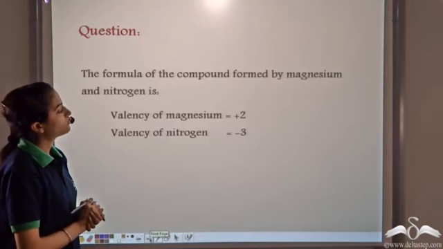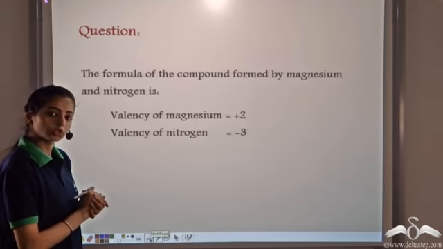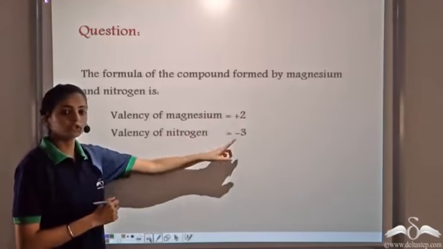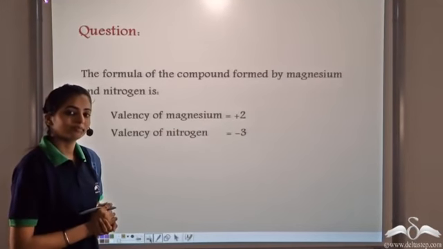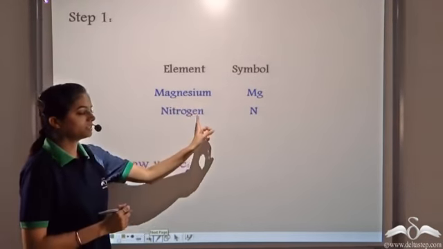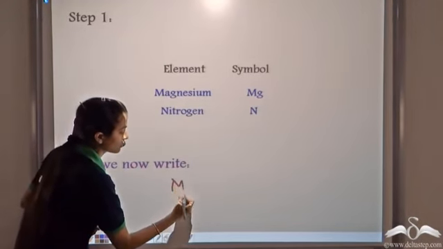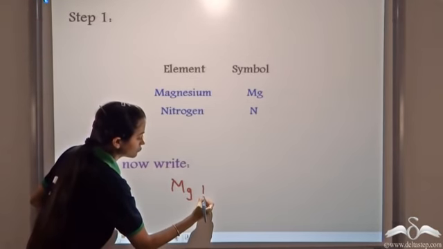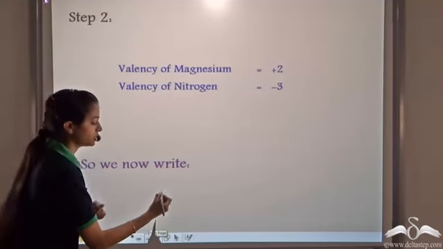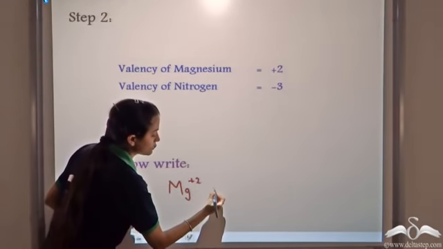The formula of the compound which is formed by the two elements, magnesium and nitrogen, should be, we are given the valencies of both: magnesium is +2, and that of nitrogen is -3. So what should be its formula? We write the element names and the symbols. The symbol for magnesium is Mg, and for nitrogen it's N. The valencies are already given. The valency of magnesium is +2, and of nitrogen it's -3.